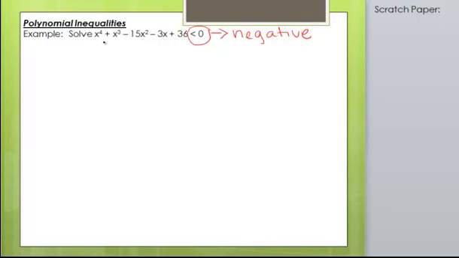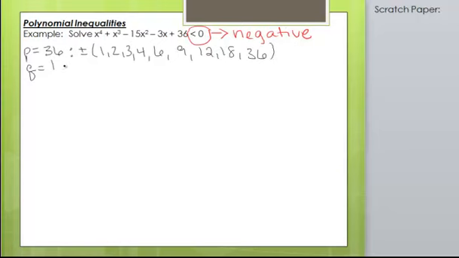All right, so how do we factor this polynomial? That goes all the way back to our p's and q's. What is p in this problem? 36, because that's your constant, and q is 1. So we write all the factors of 36. That would be 1, 2, 3, 4, 6, 9, 12, 18, and 36, I believe. And then all the factors of 1 would just be positive and negative 1.